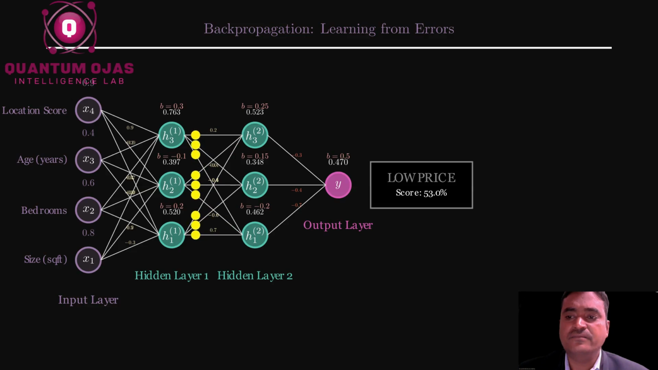In practice, we can repeat this process thousands of times with many different houses, allowing the network to learn the complex relationships between house features and prices. Each iteration makes a small improvement, and together they create a powerful prediction system. And finally, this is how neural networks learn to solve real-world problems: by processing information forward to make predictions and flowing error backward to improve their weights.